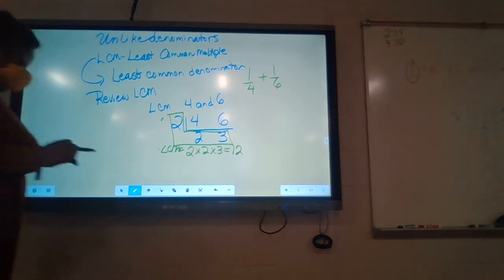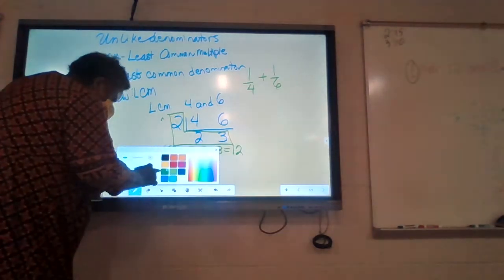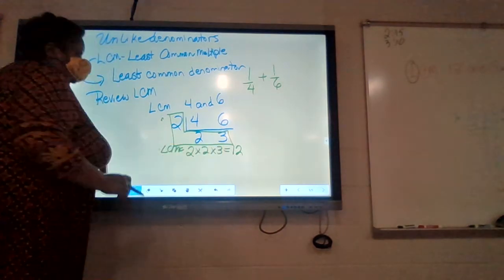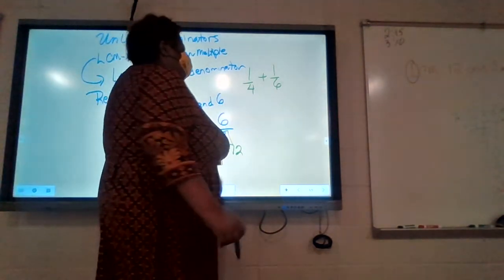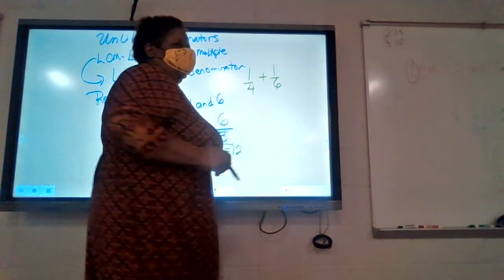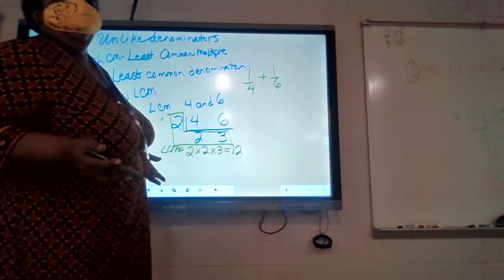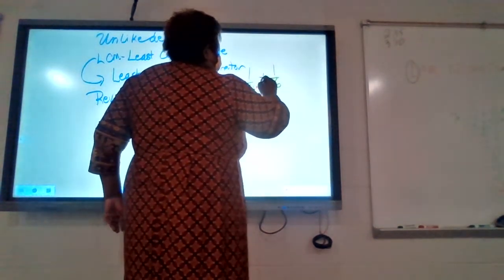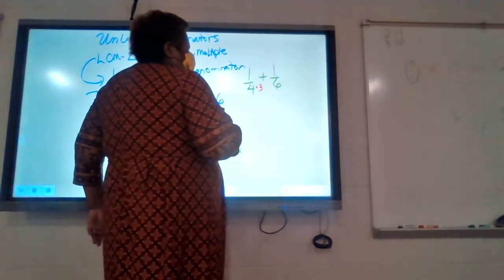Now, the next step, we know our LCM is 12. So both of my numbers on the bottom need to be 12. How can I make that 4 into 12? What am I multiplied by? 3. And we're going to use our dot for multiplication.